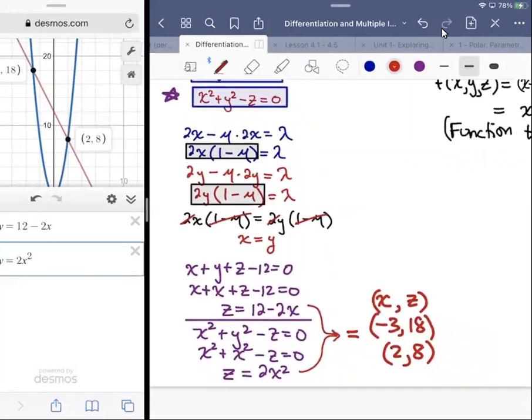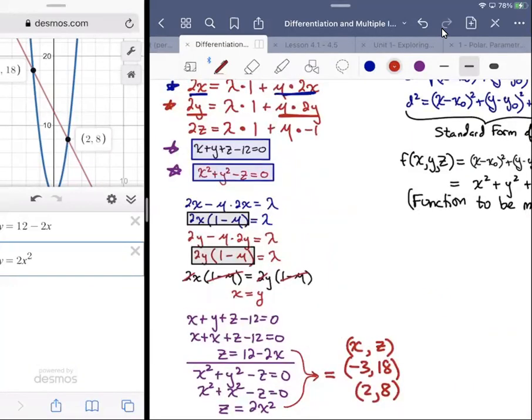All right, so since I know that x and y are equal to one another, I can now conclude that the ordered triples are negative 3, negative 3, 18, and 2, 2, 8 for x, y, z.